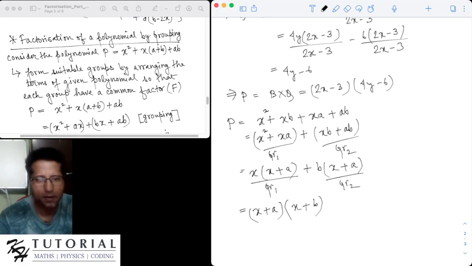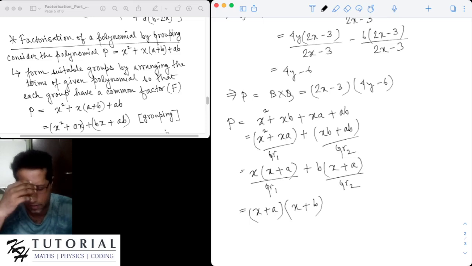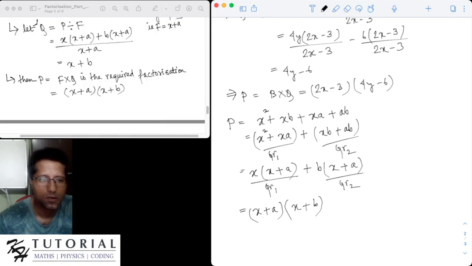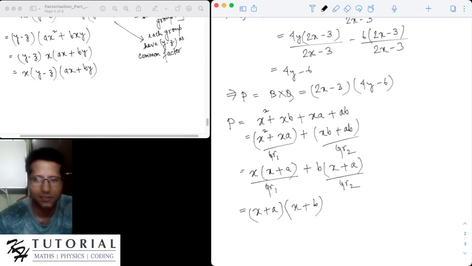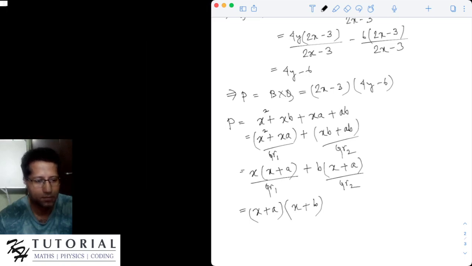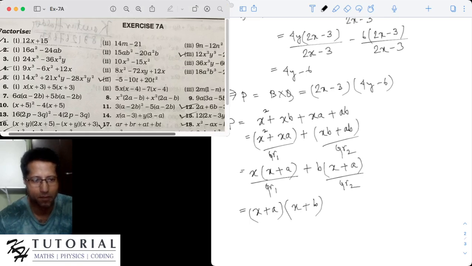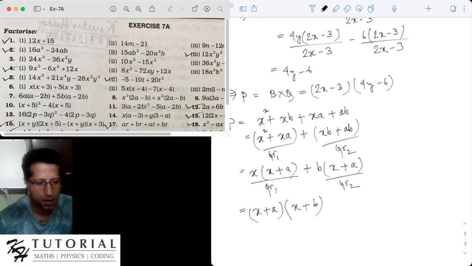So that was all regarding the concept of factorization of a polynomial using the concept of factoring a monomial from a polynomial, factoring a binomial from a polynomial, and factorization of a polynomial by grouping. Okay, now let's try to apply these concepts to solve some selected problems from exercise 7a. By solving these problems, it will be more clear how the concepts will work.